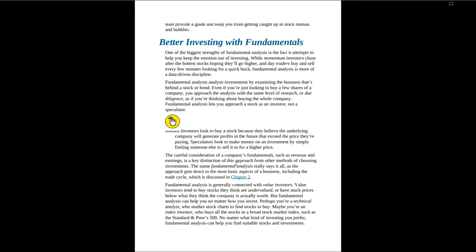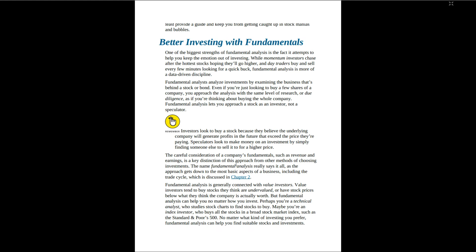Better investing with fundamentals. One of the biggest strengths of fundamental analysis is the fact it attempts to help you keep the emotion out of investing. While momentum investors chase after the hottest stocks, hoping they will go higher, and day traders buy and sell every few minutes, looking for a quick buck, fundamental analysis is more of a data-driven discipline.